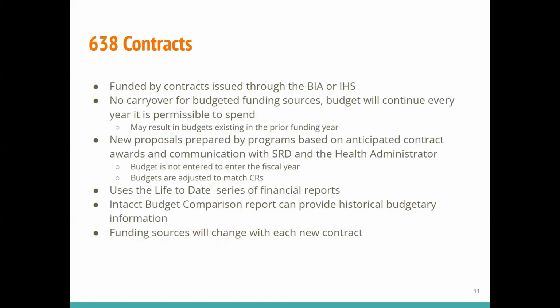New proposals are prepared by programs based on the anticipated contract awards, communication with SRD and health admin. Budgets are adjusted to match the CRs as they come in at each budgeting period. They use the life-to-date series of reports, since these contracts typically are going to last longer than one fiscal year. And we can use the intact budget comparison to either get historical budgetary information or to find where the base budget year is for modifications in Martus. And funding sources change with each new contract.